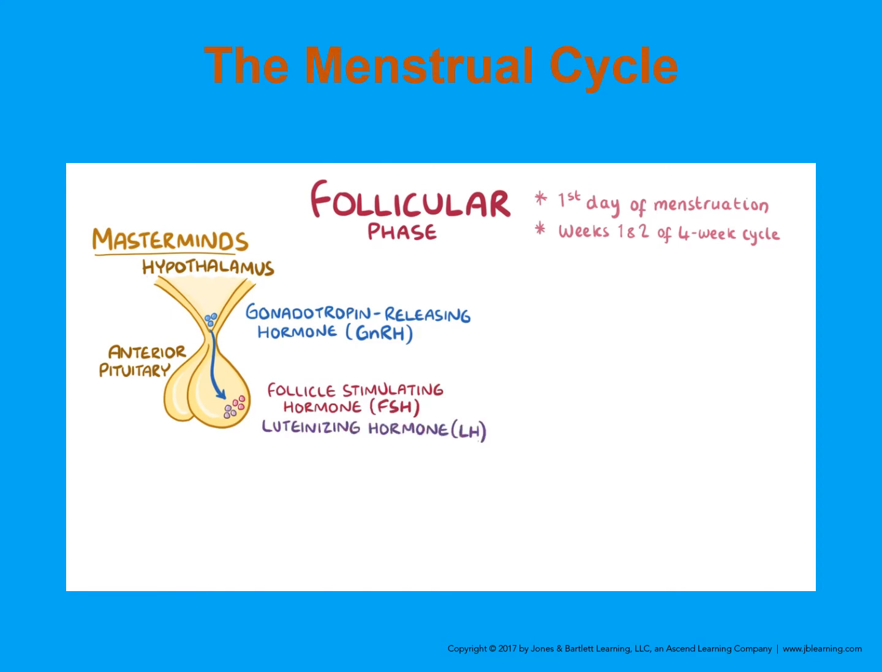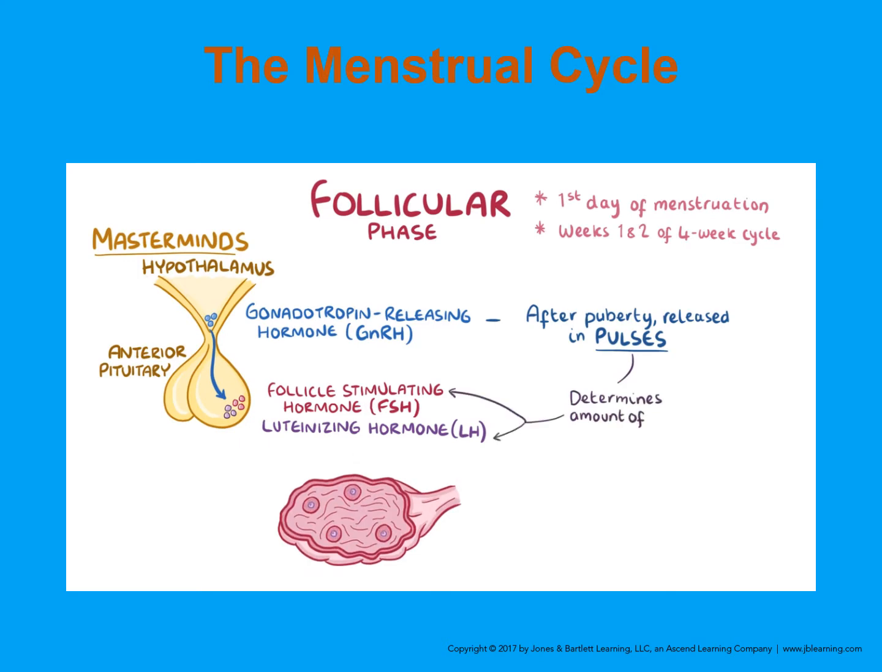Before puberty, gonadotropin-releasing hormone is released at a steady rate. But once puberty hits, gonadotropin-releasing hormone is released in pulses, sometimes more and sometimes less. The frequency and magnitude of the gonadotropin-releasing hormone pulses determine how much follicle-stimulating hormone and luteinizing hormone will be produced by the pituitary.